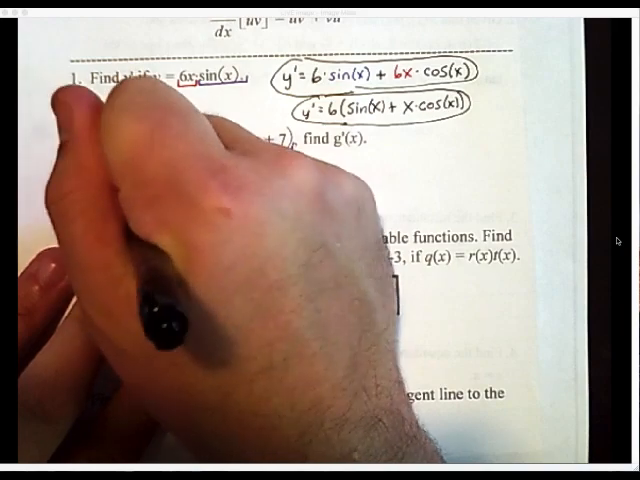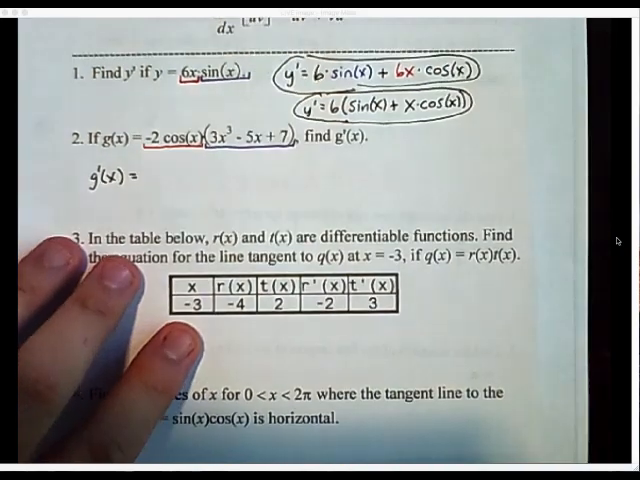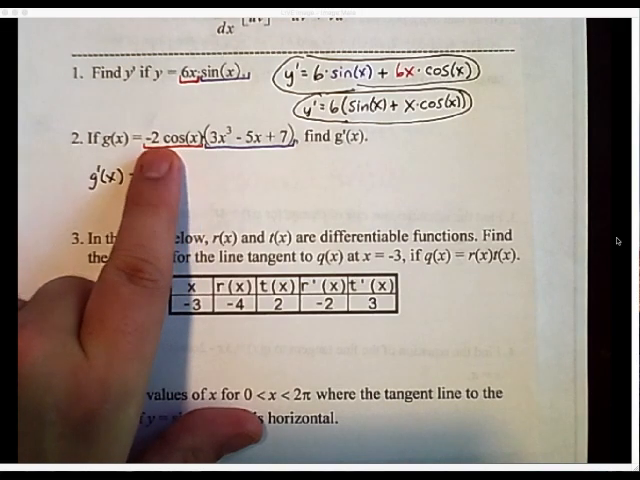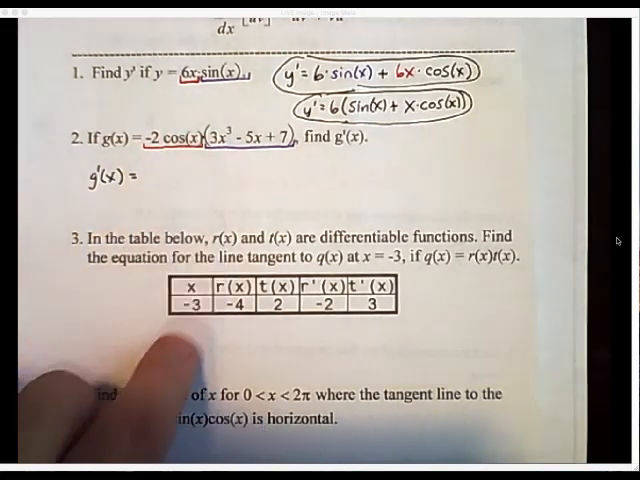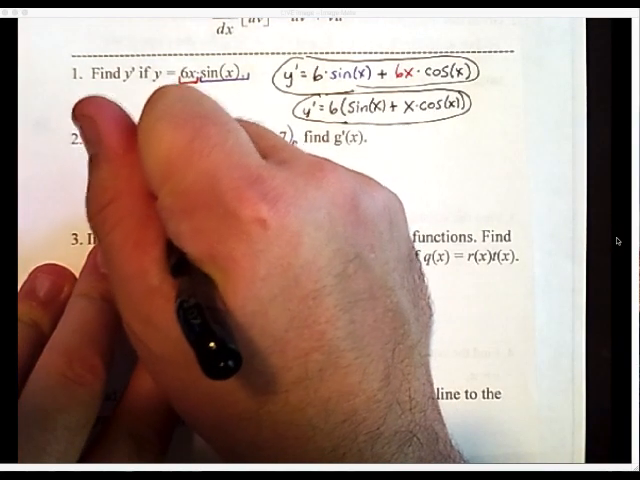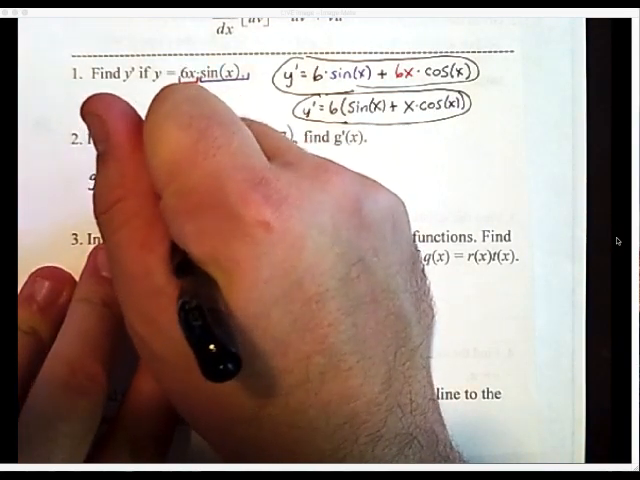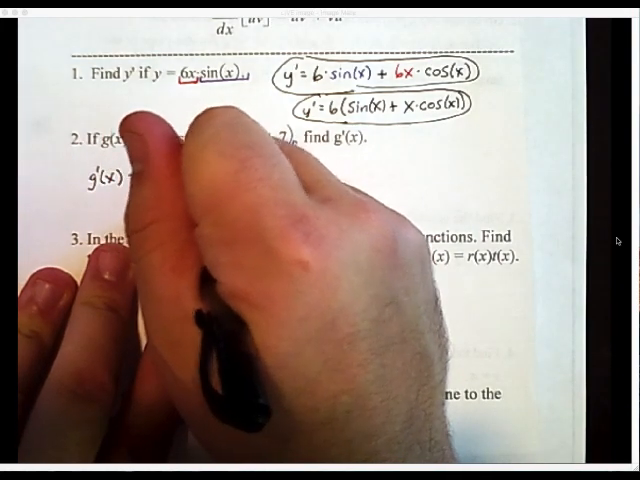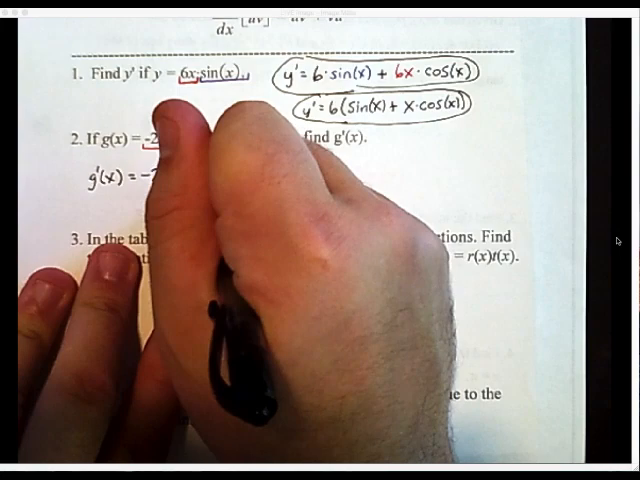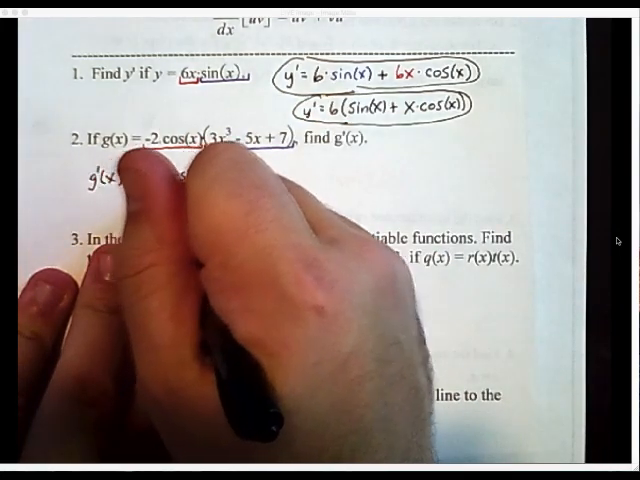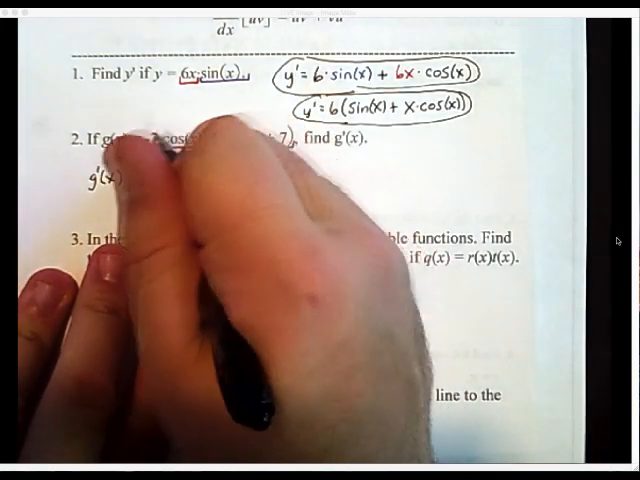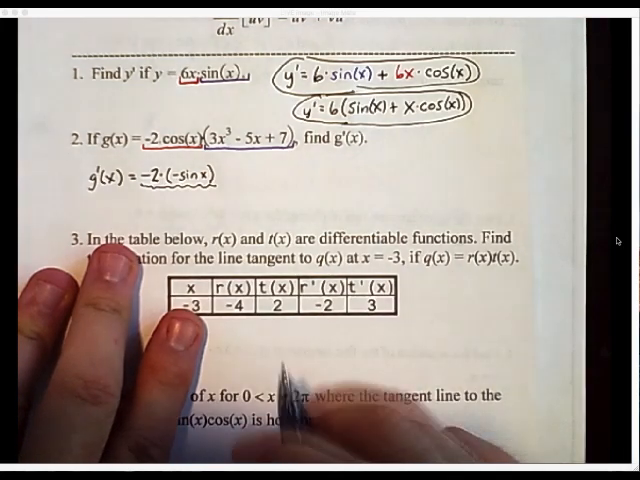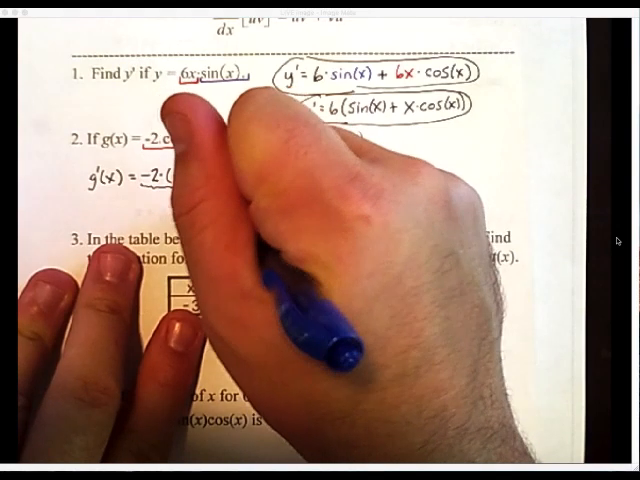So when I write this down, if I want to find g prime of x, I'm going to take the derivative of the first term. Well, the first term is this entire thing. So I'm going to do -2, that's a coefficient, it stays, times the derivative of cosine, which is negative sine of x. So this whole thing right here is just the derivative of the first term. But I need to multiply the derivative of the first term times the entire second term.